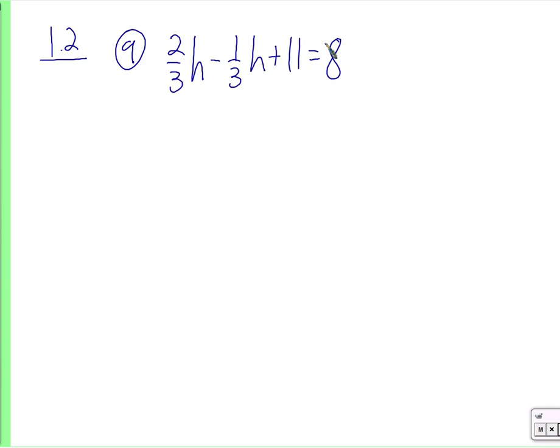The thing that we could do, we're trying to get h by itself. So what is something we could do to get closer to having h by itself? Minus 11. Very good. This number minus this number plus 11 minus 11 is, what's plus 11 minus 11? Zero. So on this side, so far we've got 2/3 h minus 1/3 h. Of course, we have to subtract 11 on both sides.